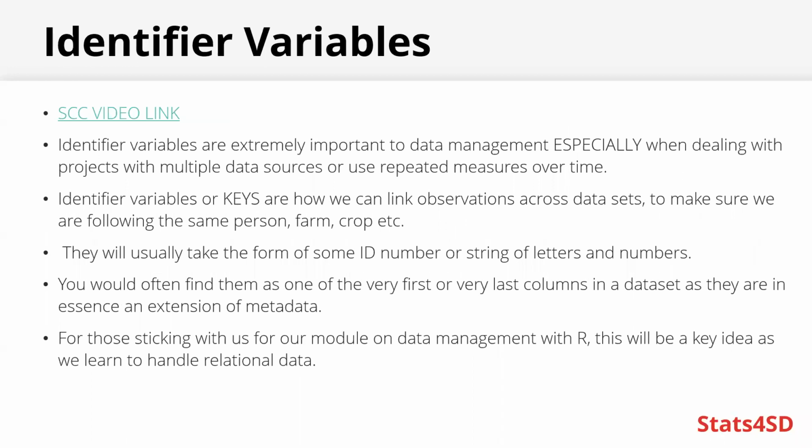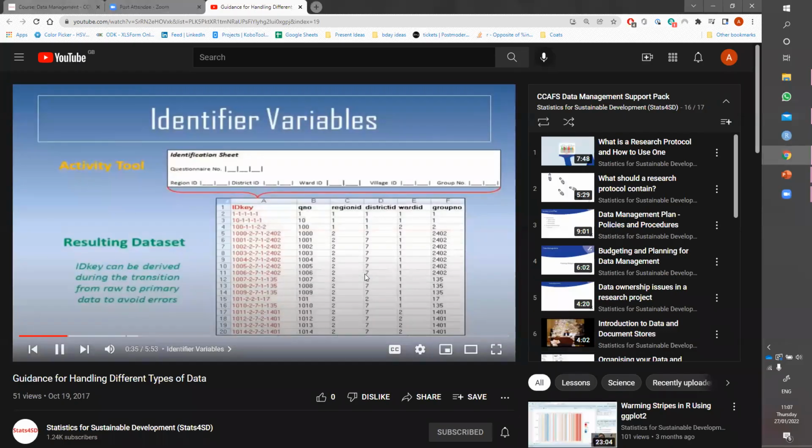So let's start having a look at some different types of data that you can have within a data set. These are different types of variables, essentially. The first one we're going to look at, which has become increasingly important in this era of data science and data engineering, is identifier variables. So I'm just going to play a quick little thing from this video link.